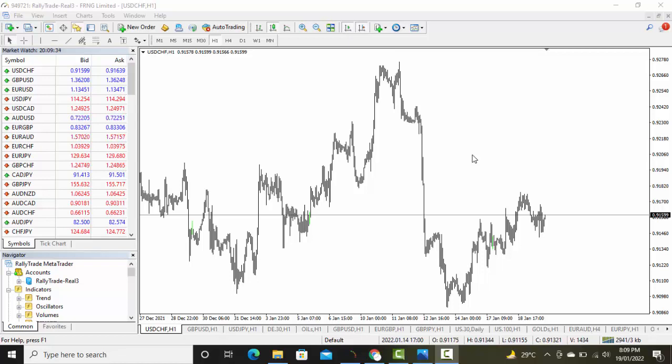Hello and welcome. When it comes to taking trades, to take advantage of opportunity in the market, there's one important icon we use to take trade, and that is the new order icon. So I click on the new order icon.